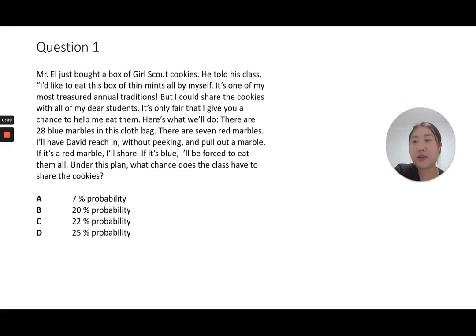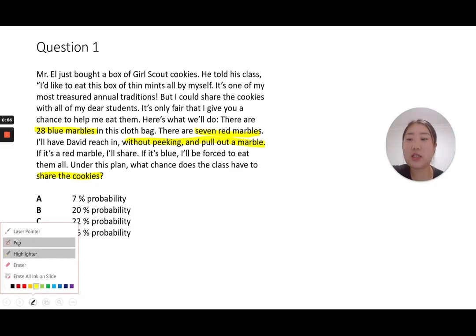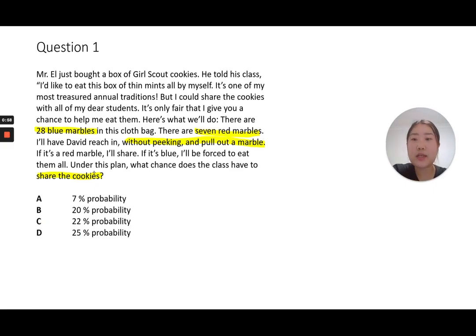So it's here. We have 20 blue marbles and we have 7 red marbles. We have David reach in, without peeking, pull out a marble. If it's red, then I'll share. If it's blue, I'll be forced to eat them all. What is the chance that we share the cookies? So what does share the cookies mean in terms of the marbles? This means we want a red marble.